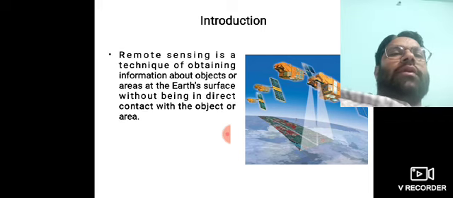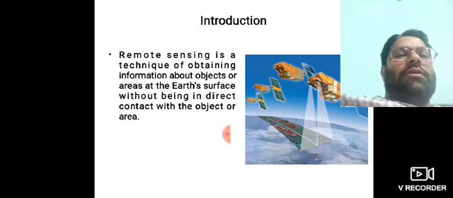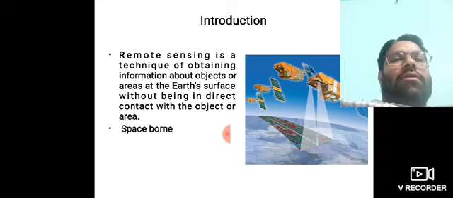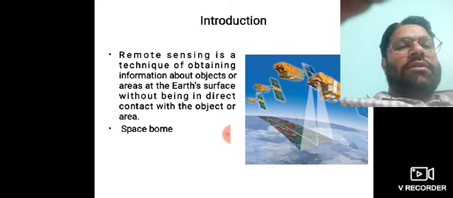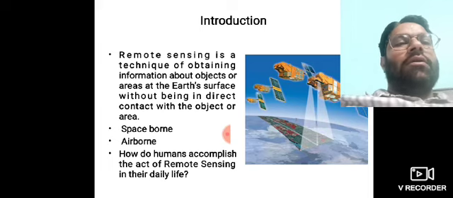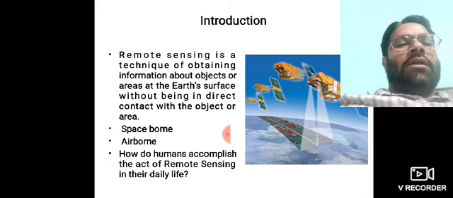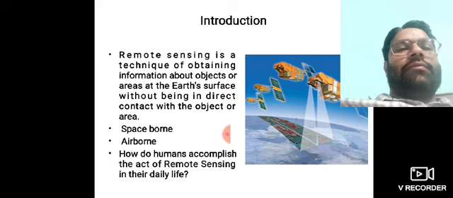So, what is meant by remote sensing? It is the act of acquiring information about the Earth's surface without being in actual contact with it. Remote sensing can be achieved by using spaceborne sensors or airborne sensors. Spaceborne sensors are satellites, while airborne sensors are aeroplanes.